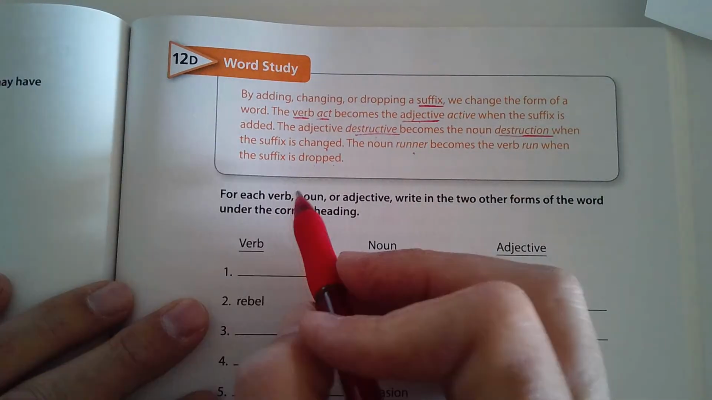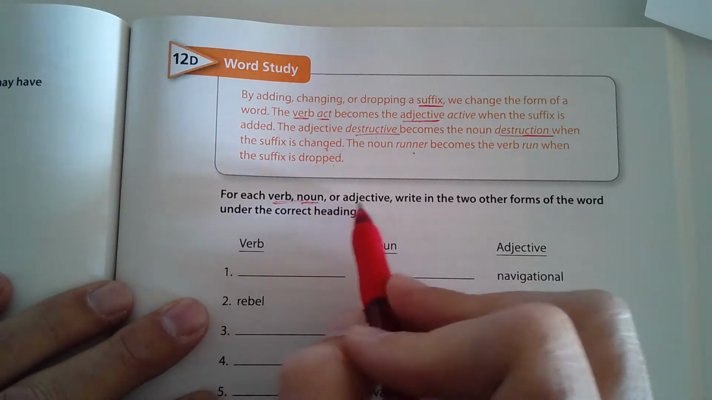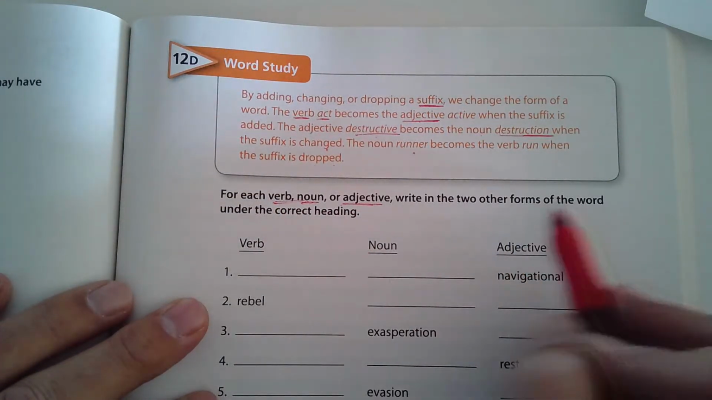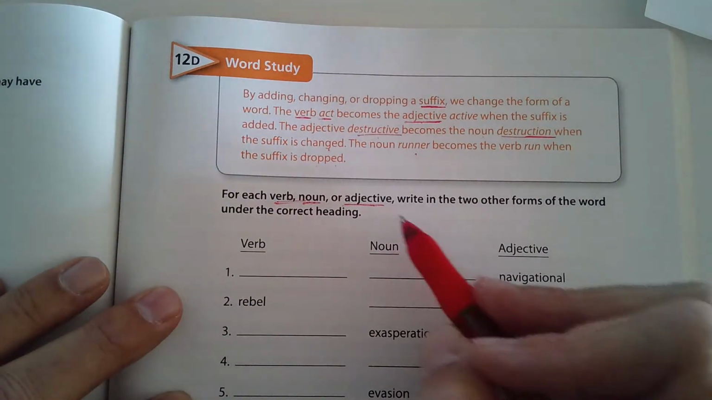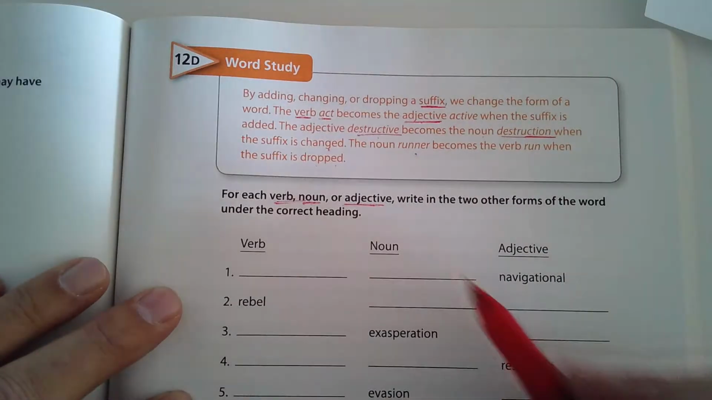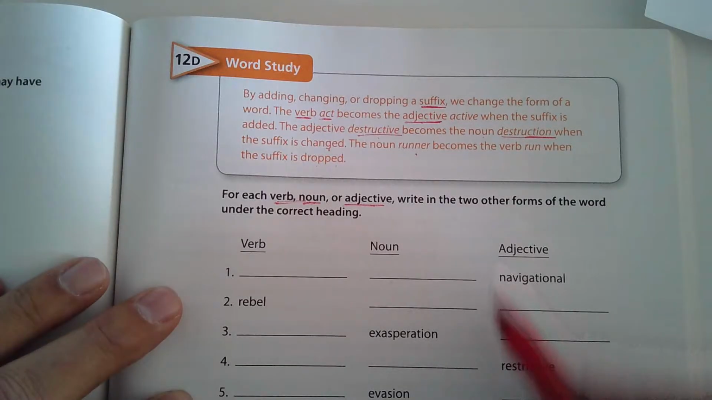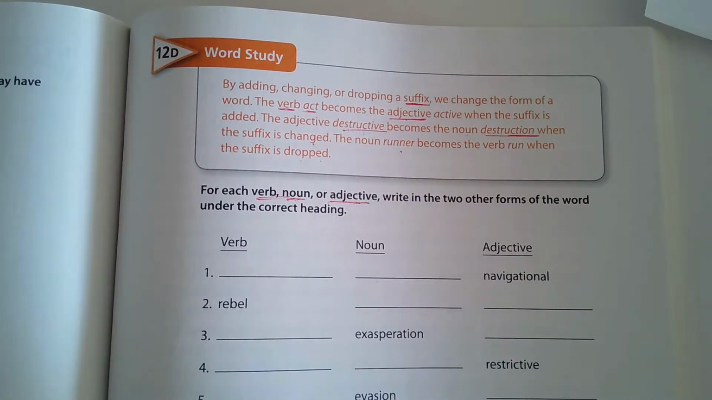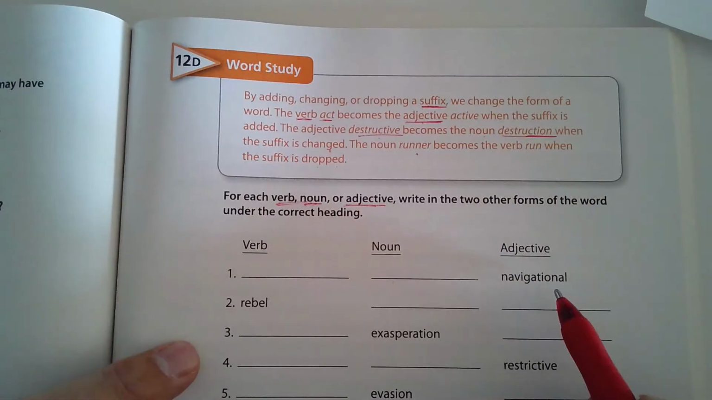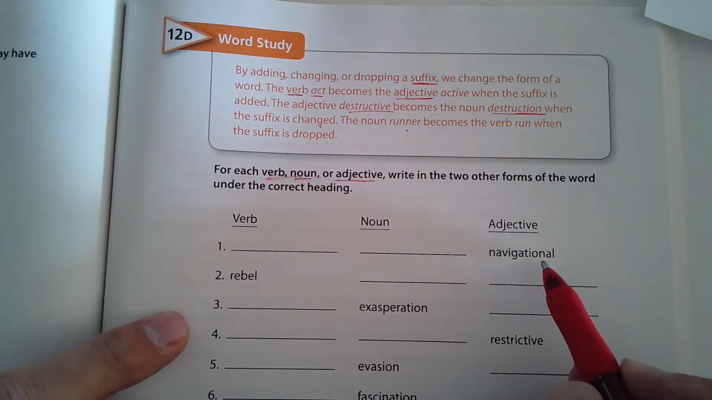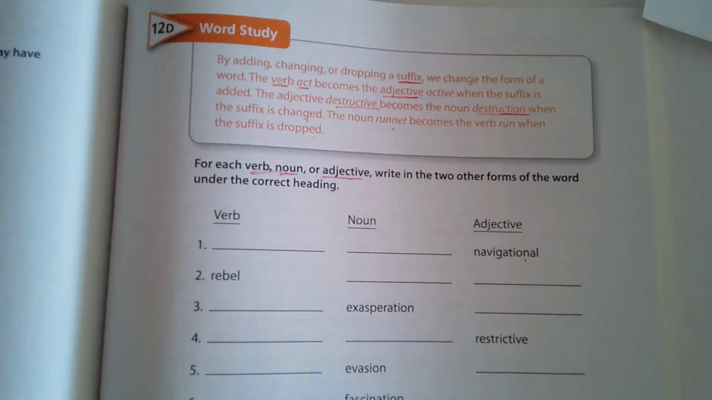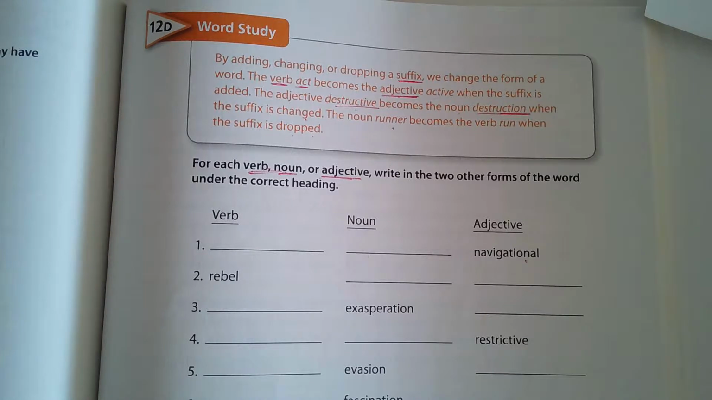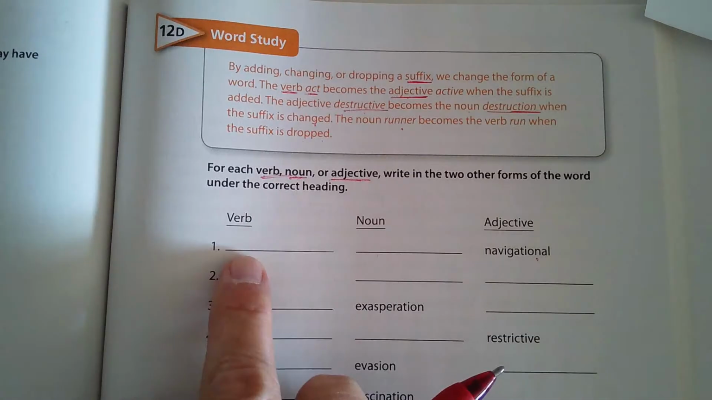So it says for each verb, noun, or adjective, write the two other forms of the word under the correct heading. So all these words here will be verbs, action words. All of these will be nouns, person, place, or thing. All of these will be adjectives, which is describing something, a descriptive word. So they give us one of the three here, and one of the three is navigational, which is an adjective. So what would be the two other forms of navigational that would go under verb? So verb and noun, rather.